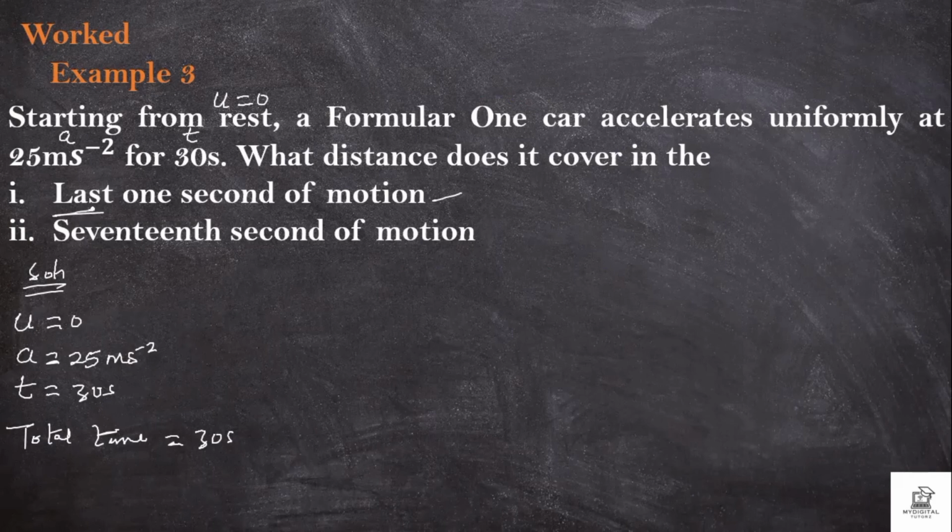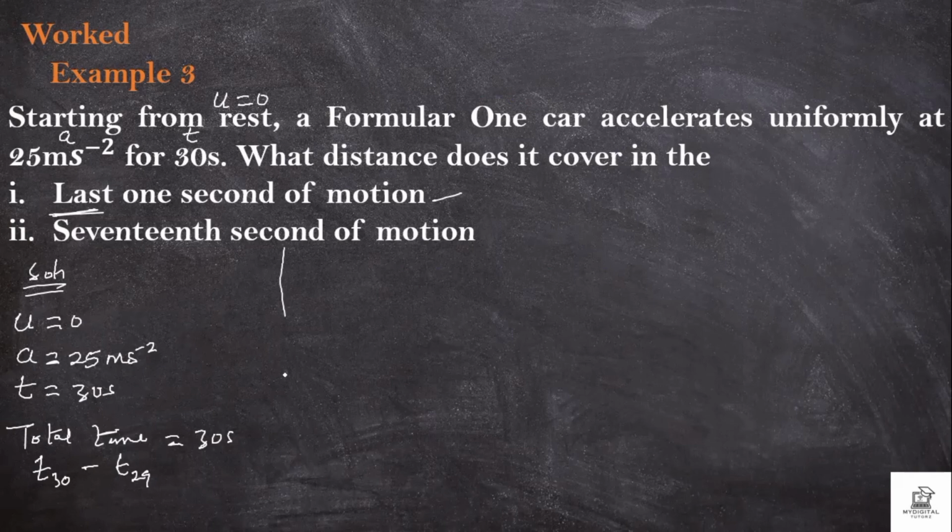right? The last 1 second is the difference between the 30th second and the 29th second. That is, you're looking for the last 1 second, which is equal to T30 minus what? T29. So this is the last 1 second of the motion.